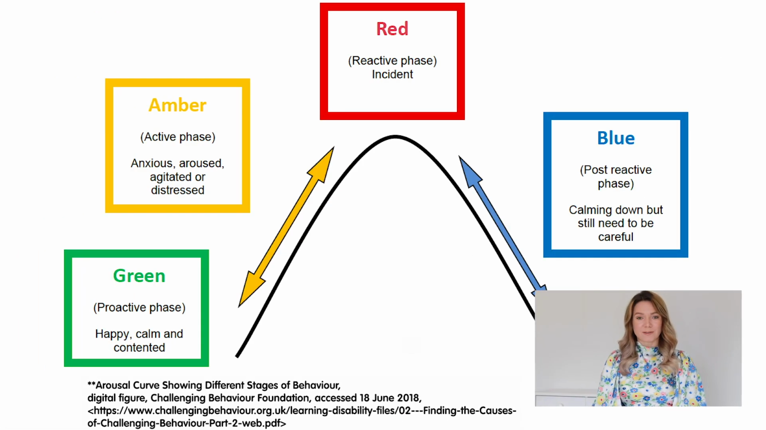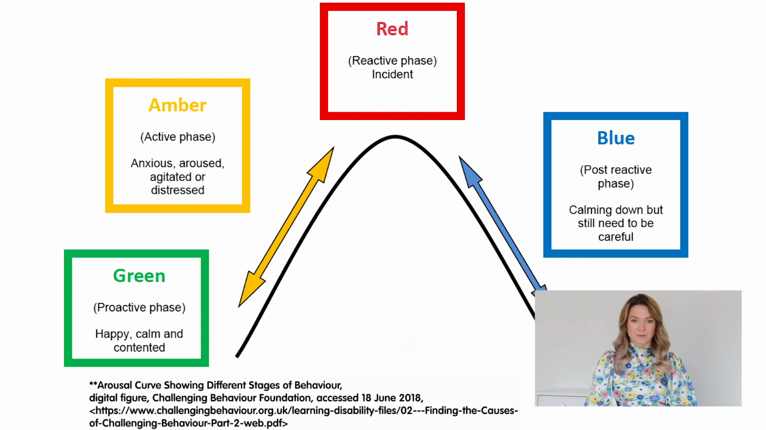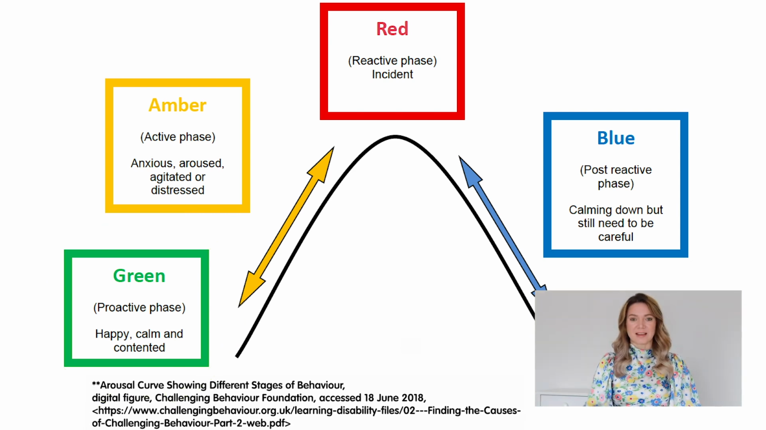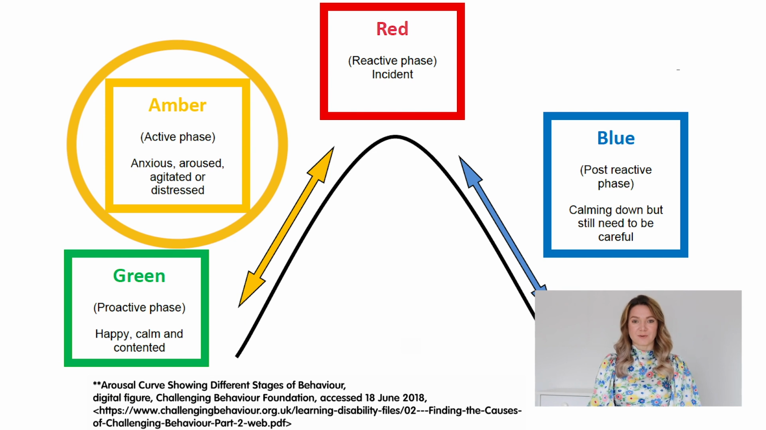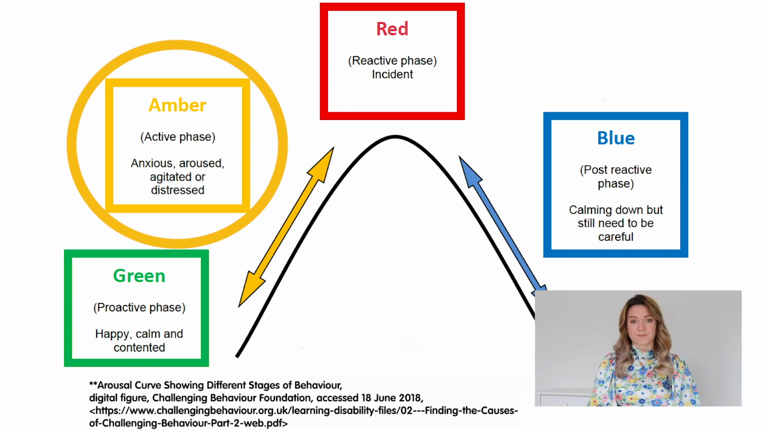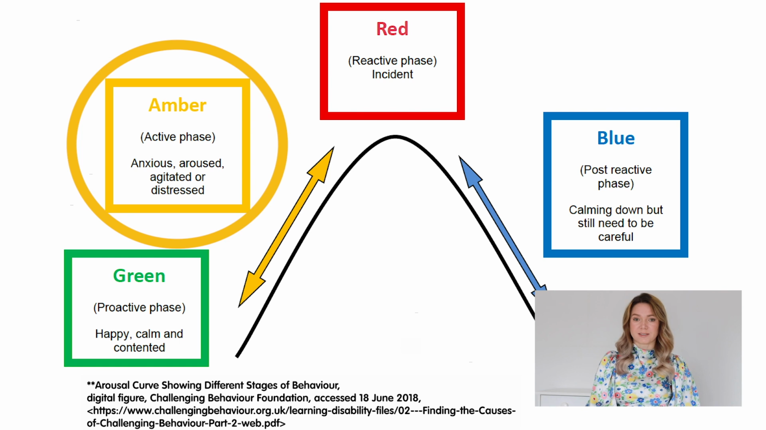We will now use the arousal curve to visualize the 4 stages of the behavior. When children are in the green stage, they are happy, calm and content. They engage well with learning and their interactions are positive. In the amber stage, we can notice the first signs of distress. There could be very subtle signs, such as the child refusing to complete a piece of work and the child may appear distracted, or more obvious signs, such as clenched fists, high-pitched voice, or nervous tapping. At this stage, the child is anxious, stressed, aroused, or distressed.